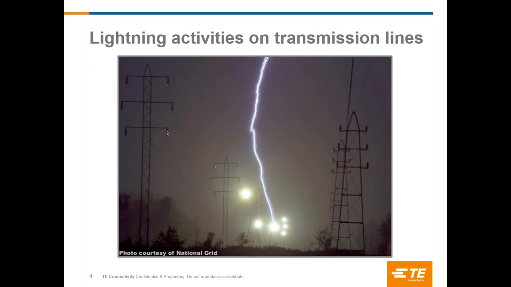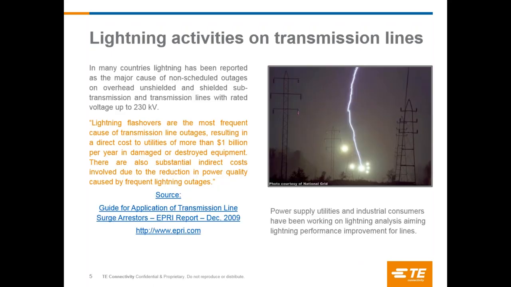We'd like to start this presentation with this picture showing a lightning striking on an overhead transmission line that leads us to the following questions. What happens when lightning strikes on an overhead shielded or unshielded line? Which are the main impacts of this event and how to prevent these impacts? Which are the critical parameters that affect the lightning performance of the lines? And from the methods currently available for lightning performance improvement of the lines, which are the most effective for the long term? During this webinar, we'll be discussing and answering the questions above.